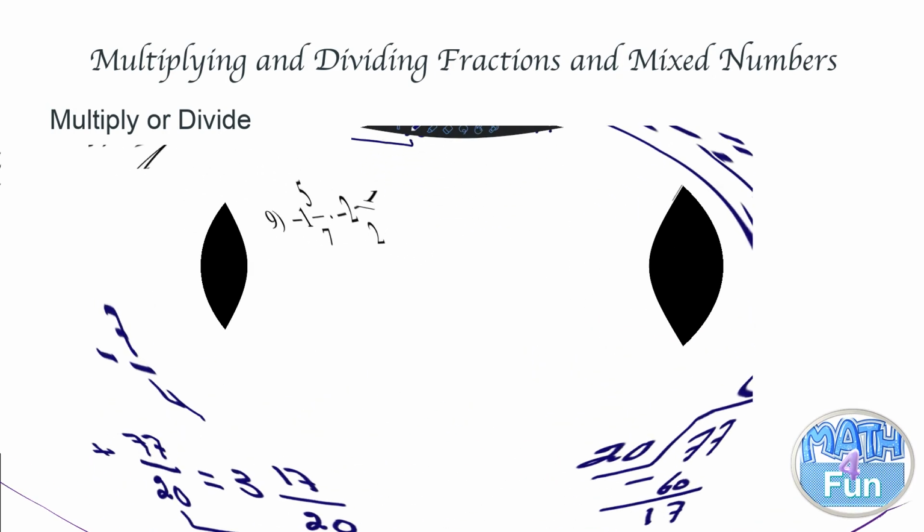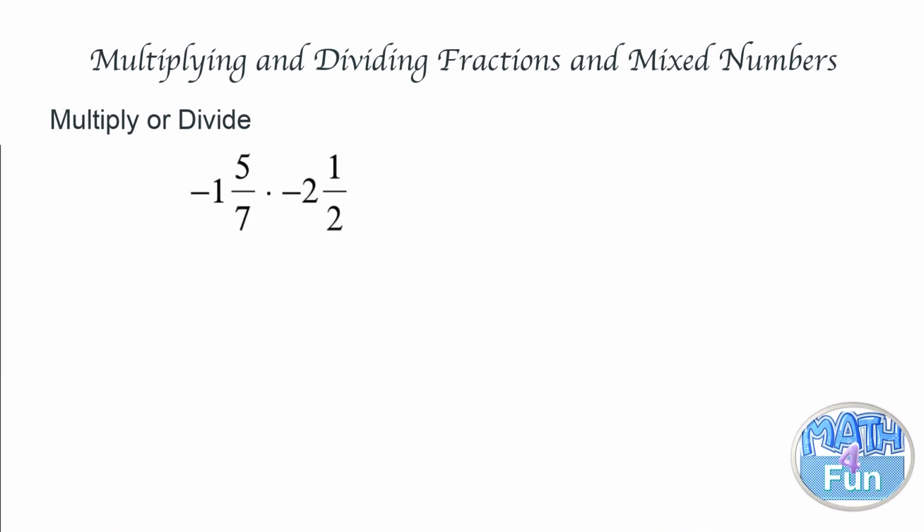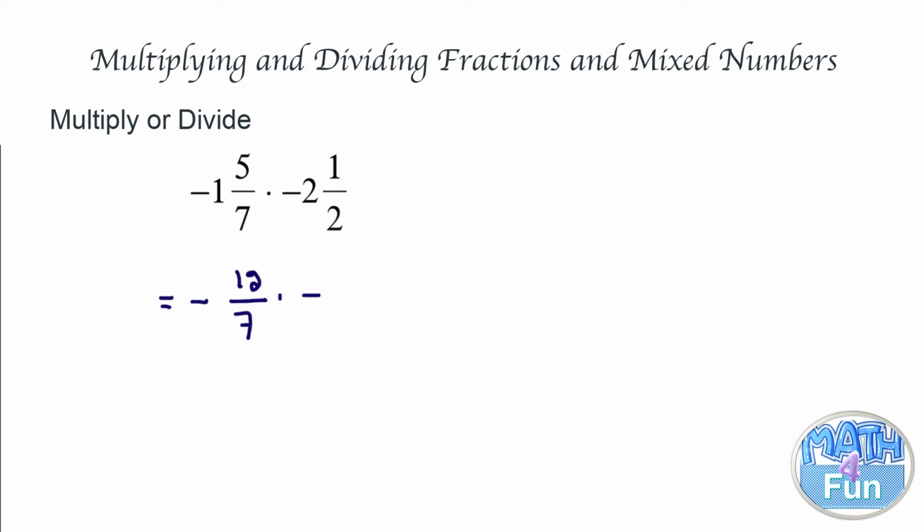Let's do another question. Here we have minus 1 and 5 over 7 multiplied by minus 2 and 1 over 2. Remember to change the mixed numbers to improper fractions. First, we keep the minus sign. So we write equal minus. Now 1 times 7 is 7 plus 5 is 12. That is 12 over 7 multiplied by minus 2 times 2 is 4 plus 1 is 5. So that's 5 over 2. Now remember, we multiply the signs. Minus times minus is plus.